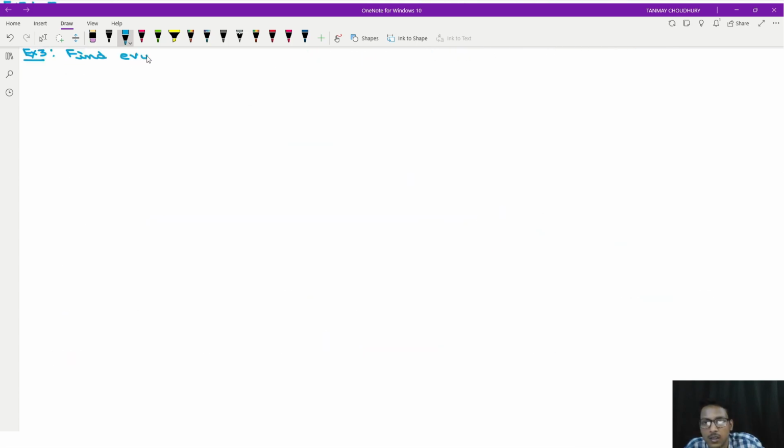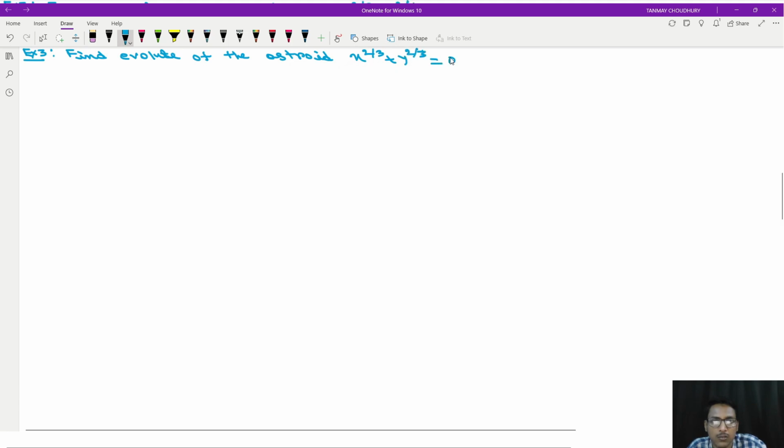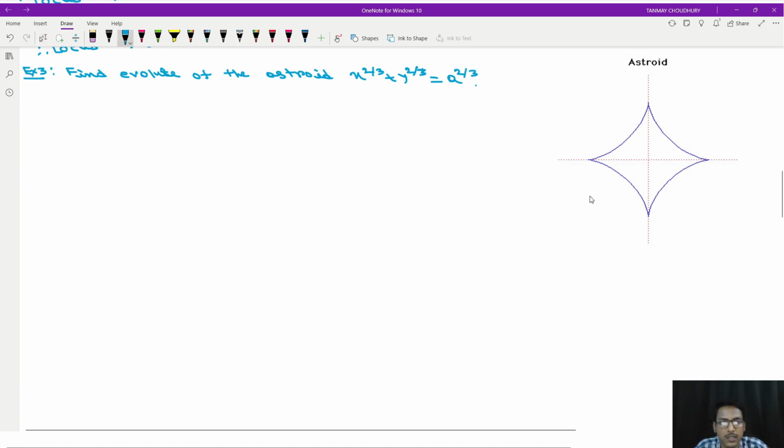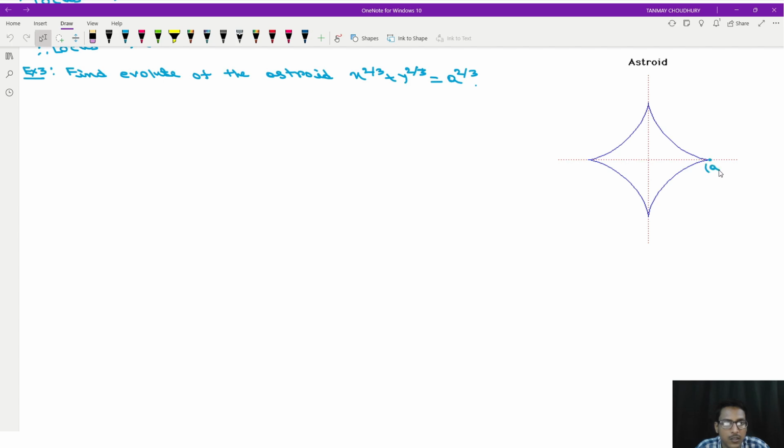Find the evolute of the asteroid x to the power 2/3 plus y to the power 2/3 is equal to a to the power 2/3. So the asteroid looks like this, where this point is a comma 0, this is 0 comma a, this is 0 comma minus a, and this point is minus a comma 0.